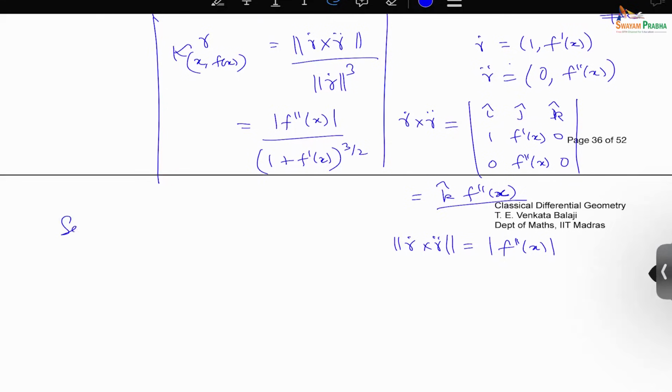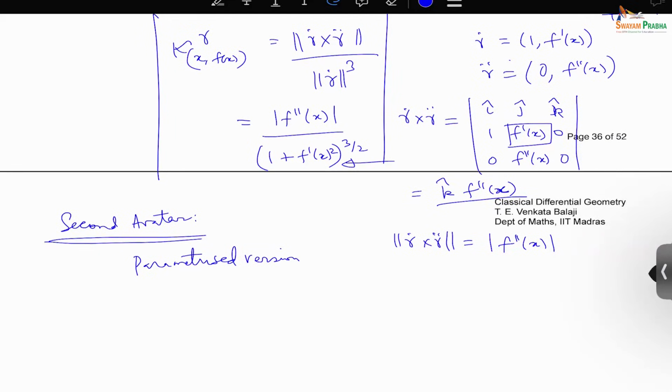Okay, now if you want to do it for a general parametrization, as we did, you have to assume in addition that the parametrization is second continuously differentiable, and that the tangent vector never vanishes. There is yet a second avatar, which is just the parametrized version. You see, the second avatar is a parametrized version, which anyway we have seen.